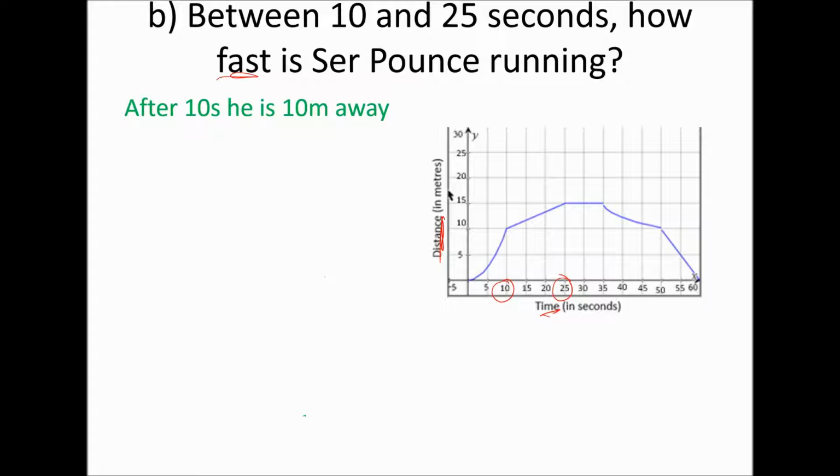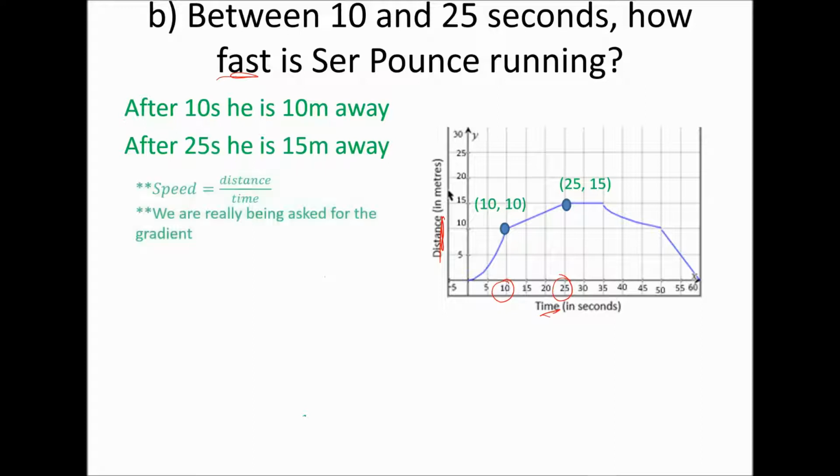So after 10 seconds, he's 10 meters away. We knew that already. We did that in part A. And after 25 seconds, do a similar process and say, okay, well, he is 15 meters away. Now, how fast? That's the speed. Speed is usually meters per second or kilometers per hour. Well, that's distance over time. That's the gradient. So we're being asked for the gradient of this line segment here. So the gradient, rise over run, sub in my 2 points, 5 over 15, which is 1 over 3.